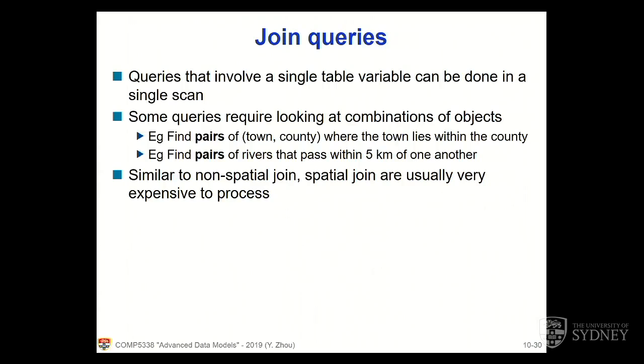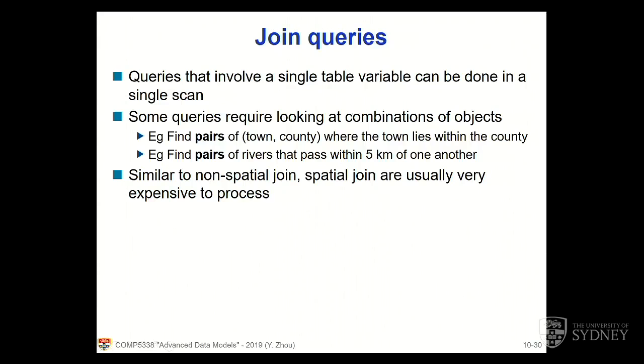That's if town and country are stored in different tables, or a pair of rivers that pass within 5 km of one another. All of this is like a join, right? Even if in the same table, you have to do a self-join to create the pairs, and then you work out if the pairs satisfy the conditions. So it's similar to a non-spatial join.